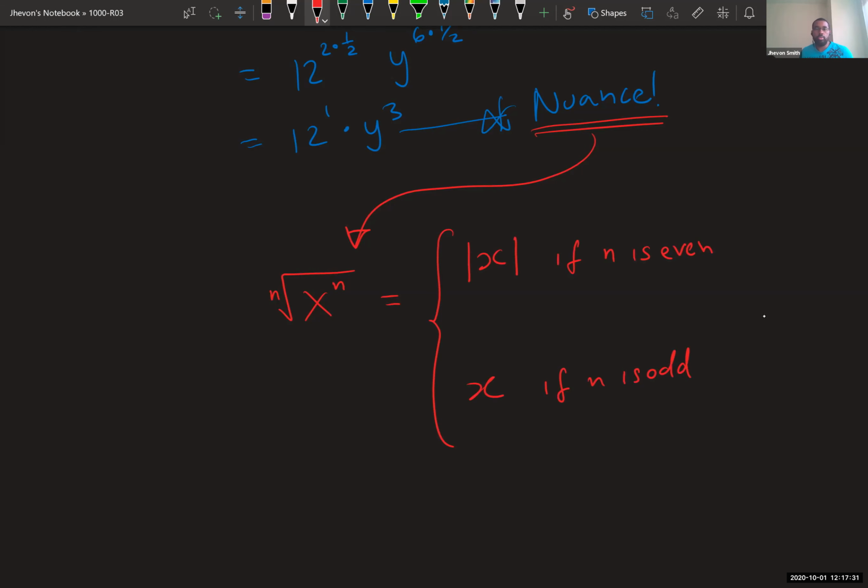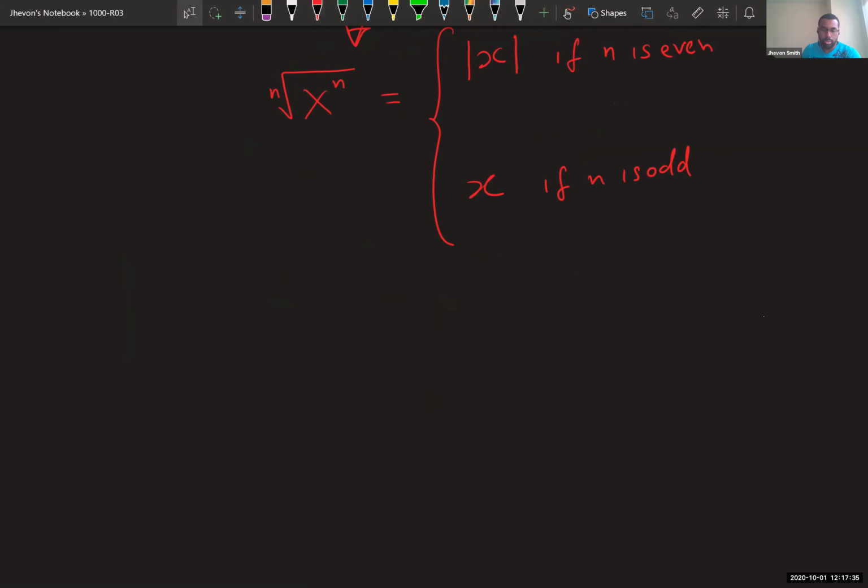Okay? And the reason is because the even power is going to kill the negative, right? So let's see an example of why we have to worry about this. Example, look at the square root of x squared versus the cube root of x cubed, right?